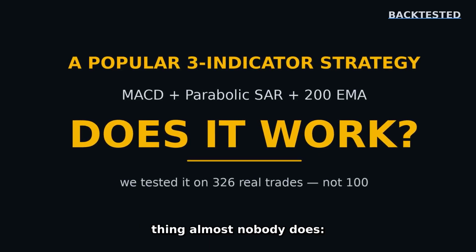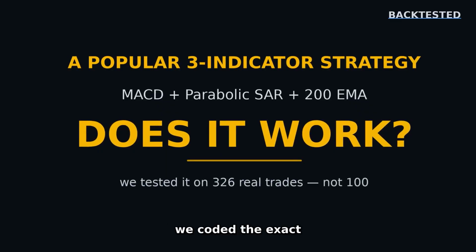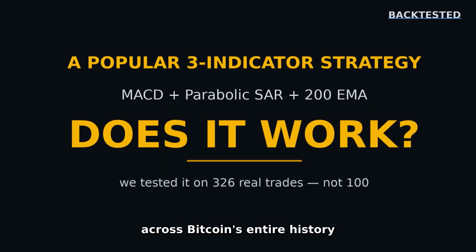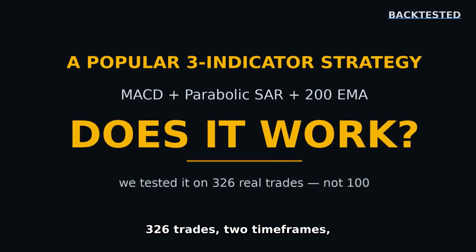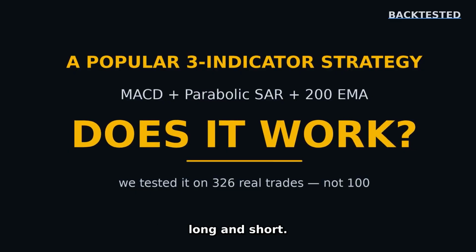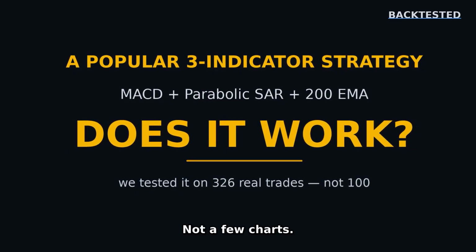So we did the thing almost nobody does. We coded the exact rules and tested them across Bitcoin's entire history. 326 trades, 2 time frames, long and short. Not a few charts, thousands of real trades. Here's what the data actually says.